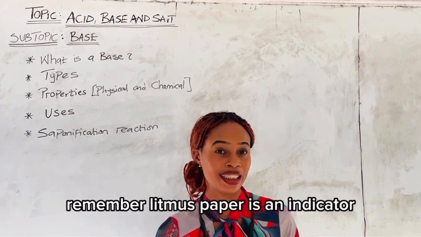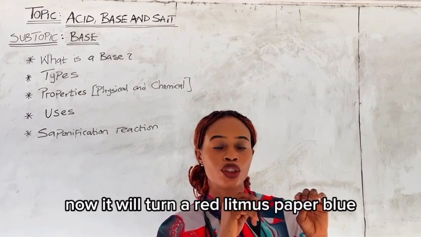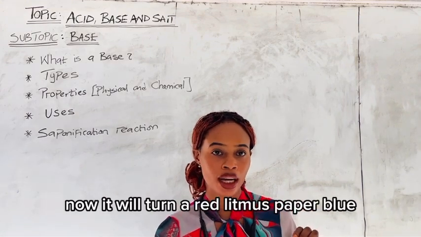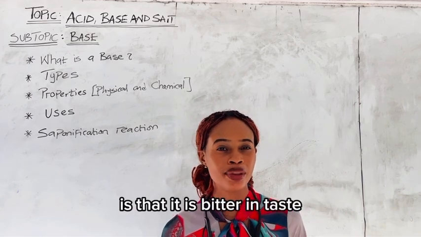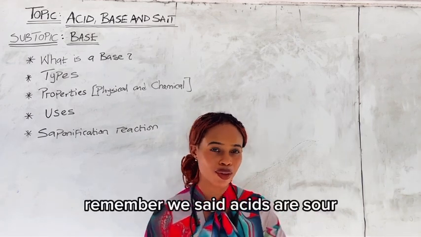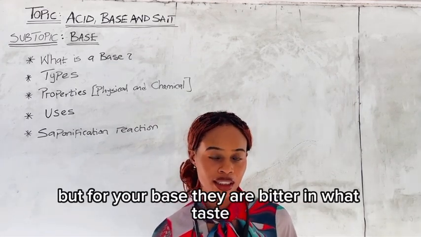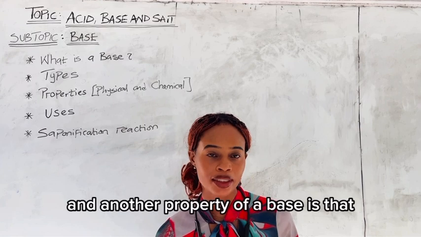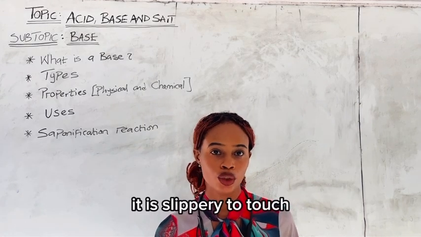Remember, litmus paper is an indicator used in a laboratory to test for acid or base. It will turn a red litmus paper blue. Then another property of a base is that it is bitter in taste. Remember, we said acids are sour, but bases are bitter in taste. Then another property of a base is that it is slippery to touch. Okay, it is slippery to touch.